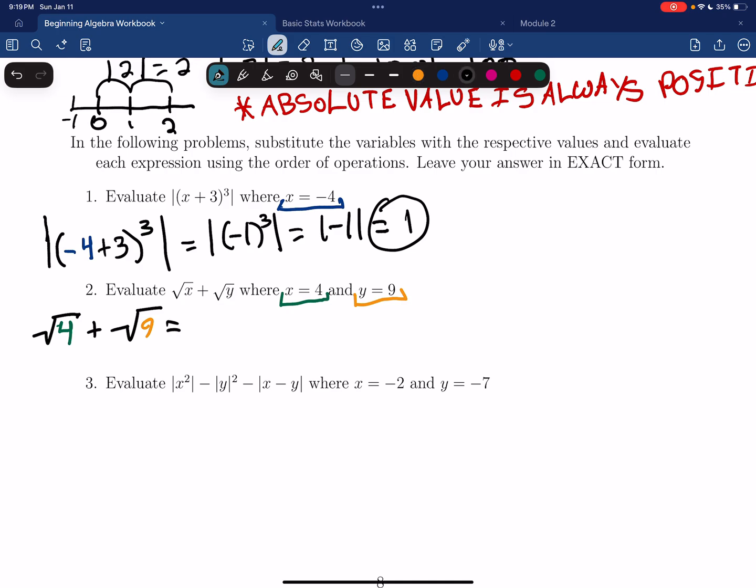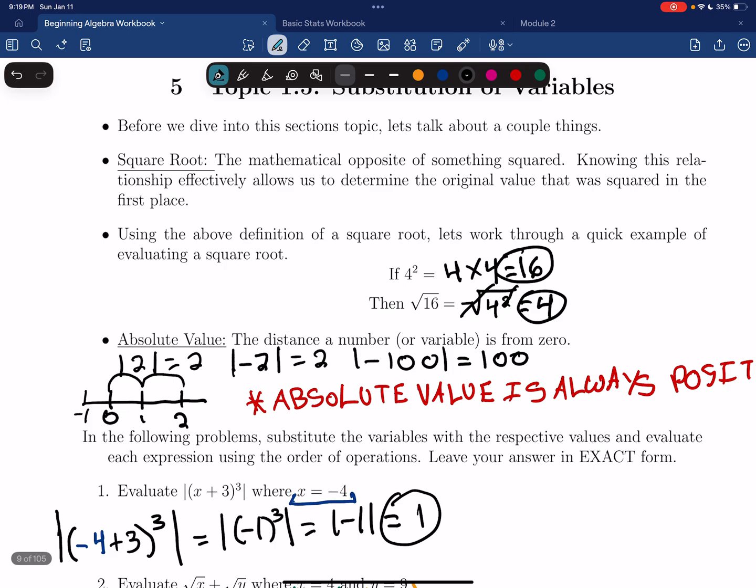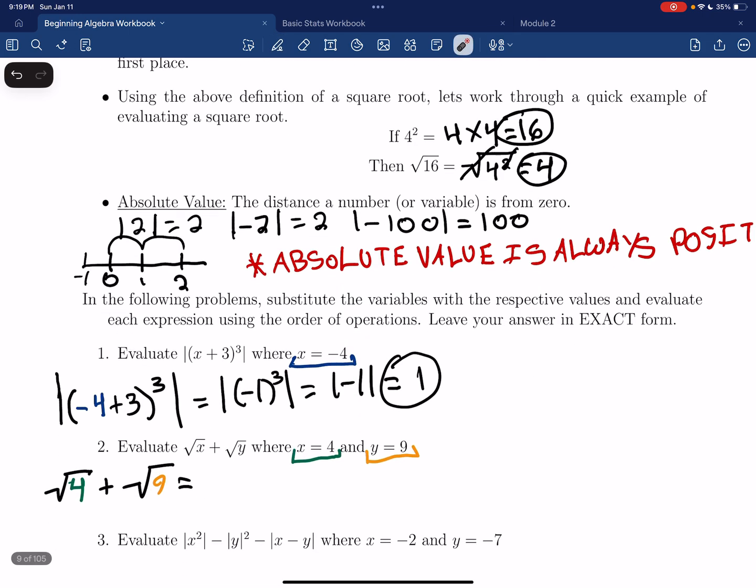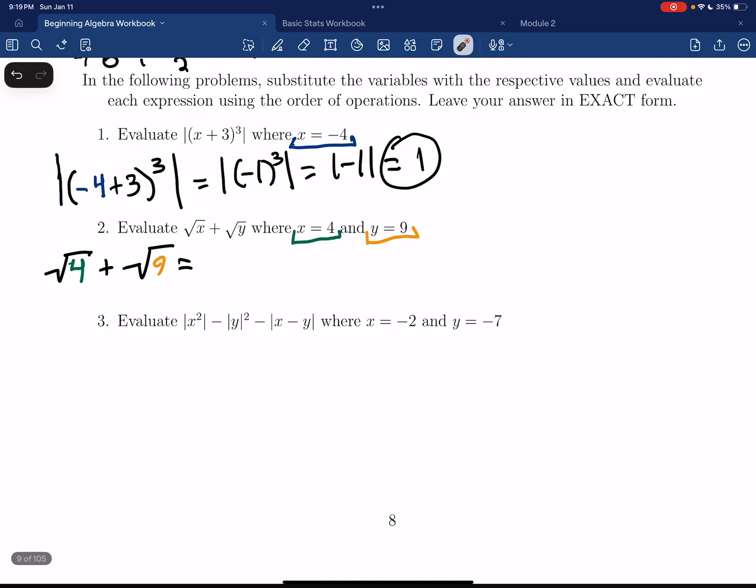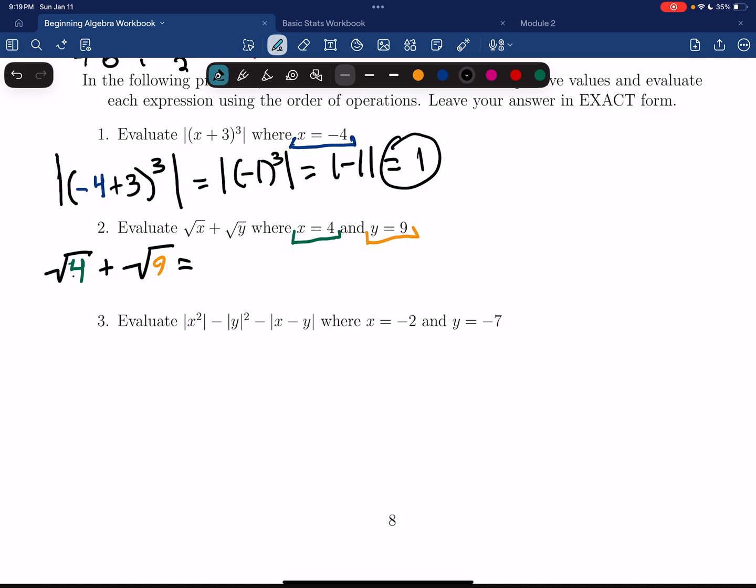But what are we going to do here? Well, as we've seen above, the square root is the opposite of something squared. So to figure out what the square root of 4 and the square root of 9 is, we have to think, what can we square to get to 4? And I encourage you to pause the video and try this on your own if the answer doesn't pop into your head. And assuming you have thought about it, well, we can square 2 to get to 4.